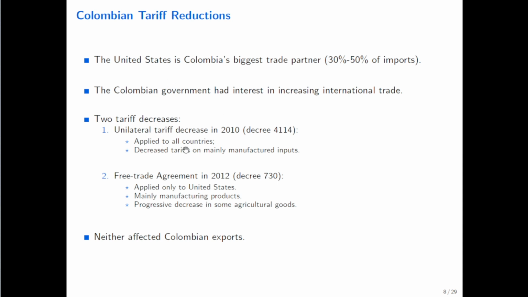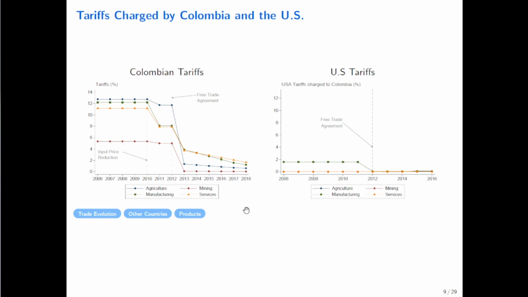One is a unilateral tariff decrease in 2010. This was because of a change in the government and because of changes in the exchange rate. So we're going to argue that this shock is also unanticipated. And the second one is the free trade agreement between Colombia and the US. It mainly affected manufacturing products, and it was a progressive decrease in some agricultural goods. Neither of them affected Colombian exports, and if they did, it was very, very little. So these are the two reforms that we're going to study. One is the one in 2010, the other one is the one in 2012.